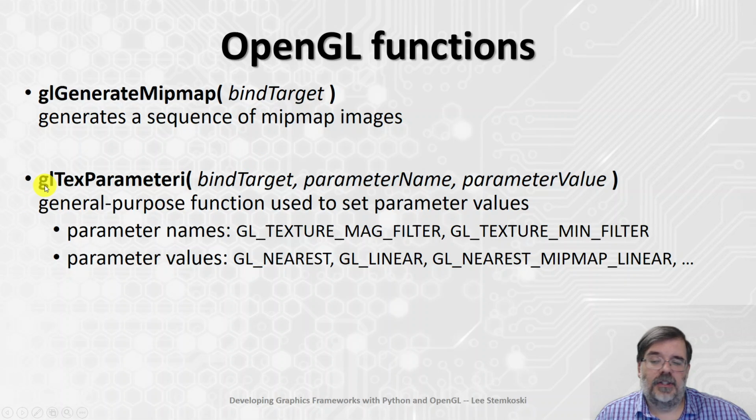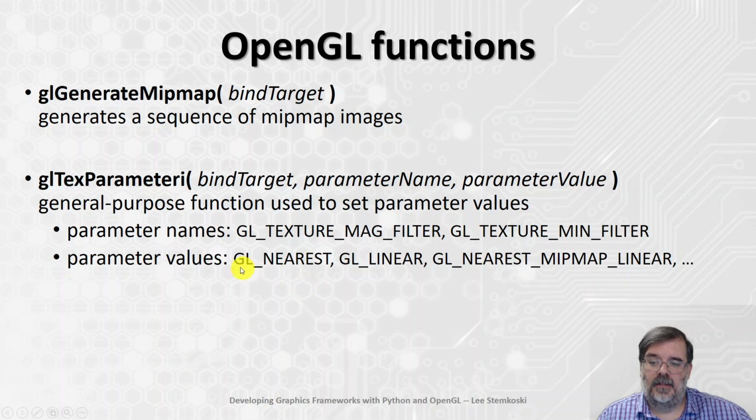There's another function called glTexParameteri, for integer, and this is an interesting function. It's a very general purpose function, and you can use it to set the value of a named parameter in OpenGL. Two that we should always set are what algorithms we'll use for magnification and minification. So some possible values for a parameter name would be these OpenGL constants, which correspond to the magnification and minification algorithm. To set those values, you could use parameter values like these.